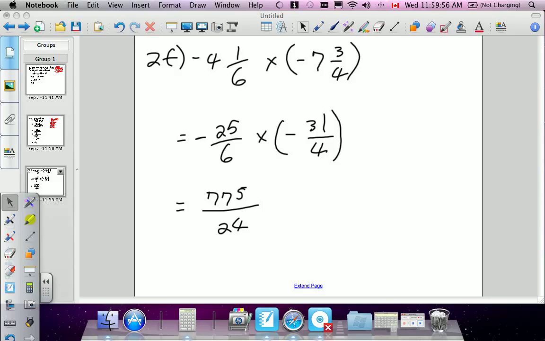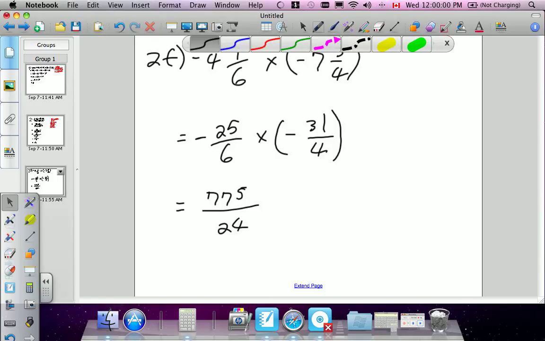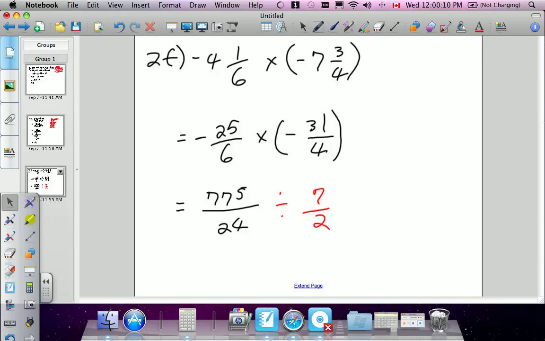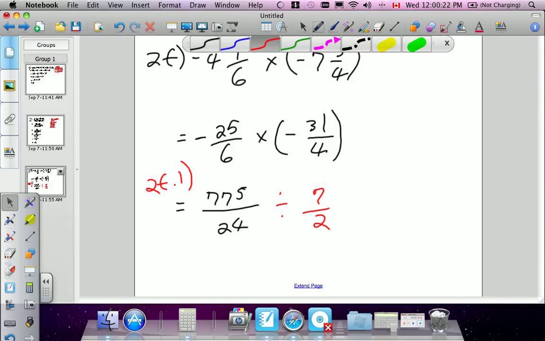Now, here's what I'm going to do. I'm going to throw you a little bit of a curveball, and I'm going to add something to this. I want to divide this now by 7 over 2. Okay, so I've added this to the question. The red part is new. It wasn't part of the question. But we now have, call this 2f.1. Okay? So I've added a new question to this.